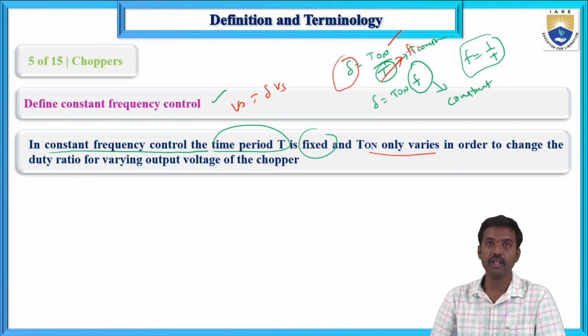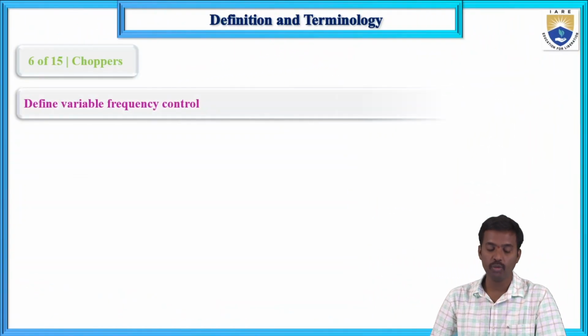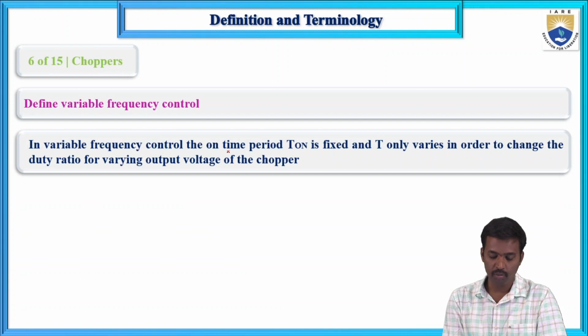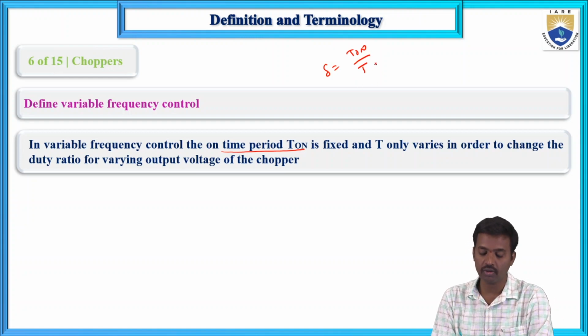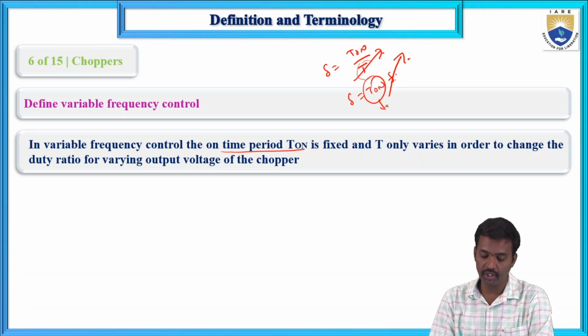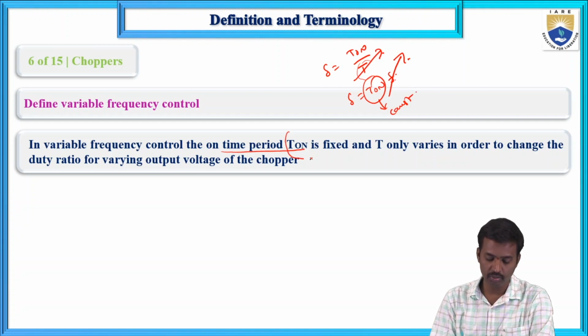Next, the second one is variable frequency control. Here in the variable frequency control, delta equals T on divided by T. In the previous one, constant frequency control, this was fixed, but here it should be variable. So delta equals T on into F. The frequency changes, which means the time period changes, and T on should be constant, fixed.